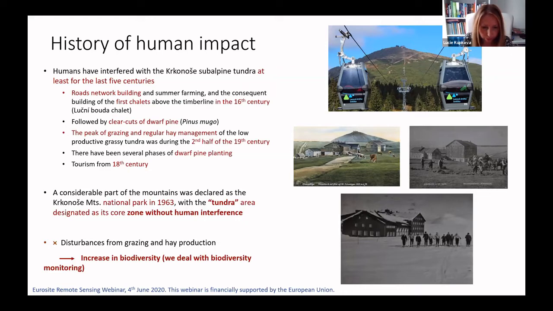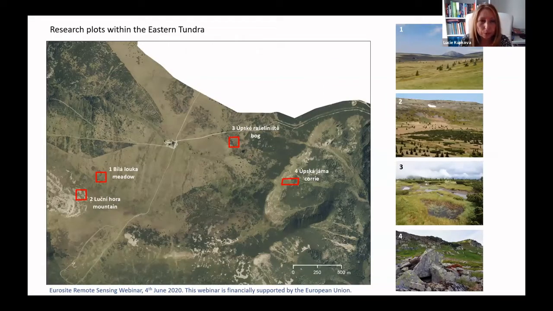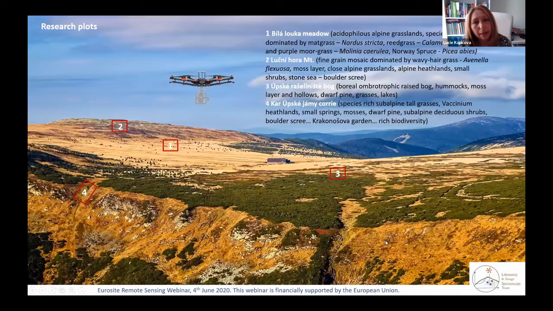That is because we really deal with biodiversity monitoring. So here you can see our small research plots within the Eastern Tundra. We have the Bílá louka meadow, the second one is Luční hora mountain, Úpské rašeliniště bog, and Úpská jáma cirque. You can see pictures. And here you can see that these sites, these plots, are really very different as for the vegetation that occurs on these sites.